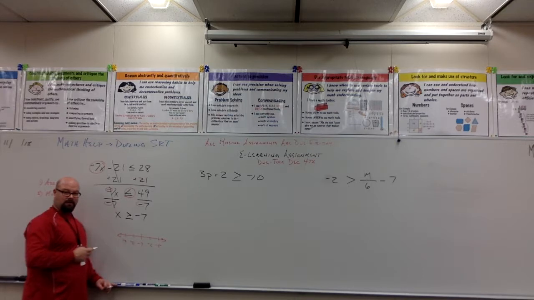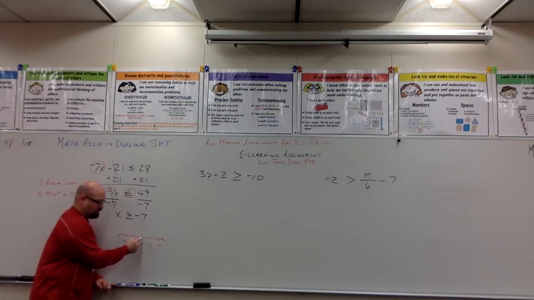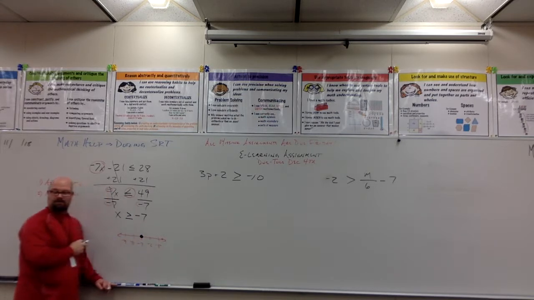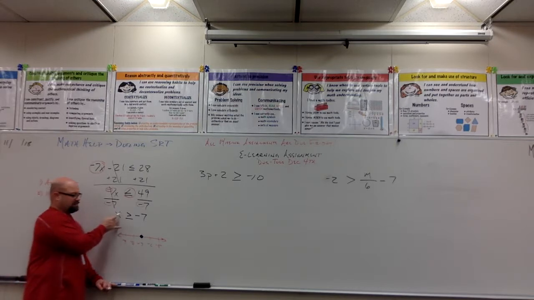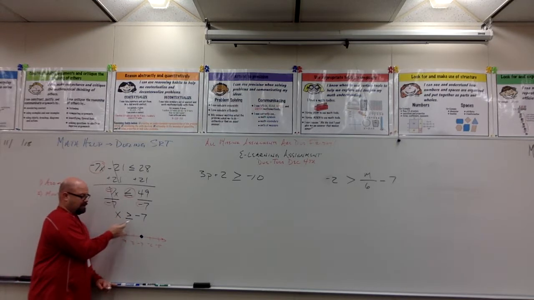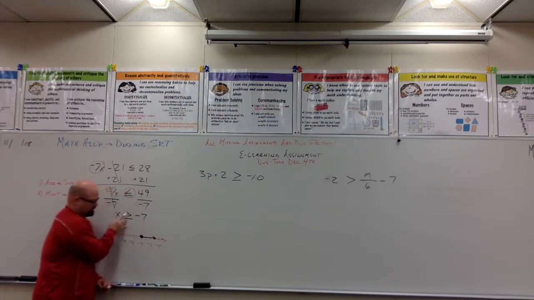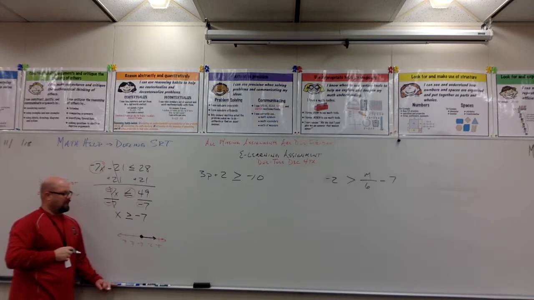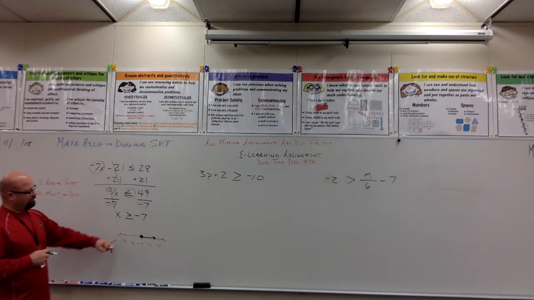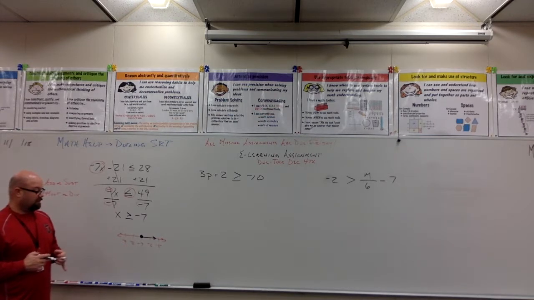So is it going to be an open or closed circle? It's equal to, so it's going to be closed, because negative 7 is a solution. Now I want numbers that are greater than negative 7, so I'm going to draw my arrow to the right. It follows the same direction that my greater than symbol points to. Okay? So here's our first example. Here's our line-by-line solution. There is our number line, our graph.